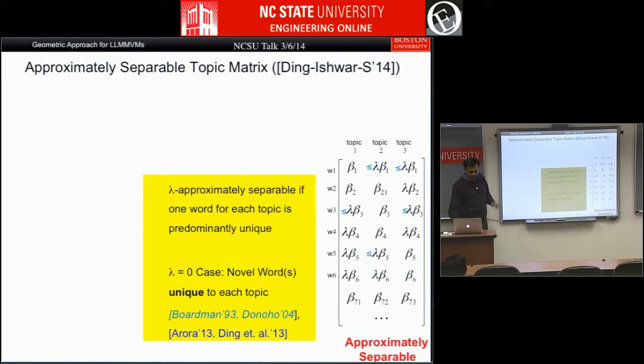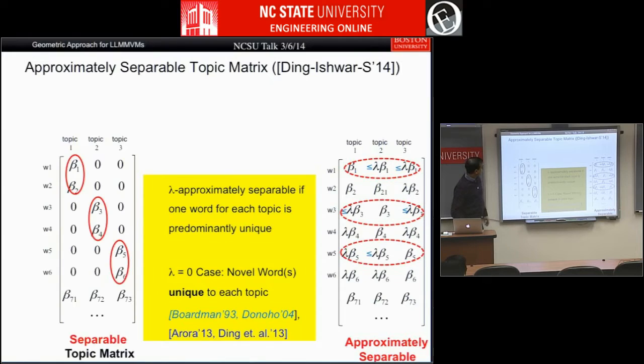What does that mean? What am I really saying? If lambda is identically zero, then your topic matrix will have some structure like this. So there will be beta 1, 0, 0, beta 3, 0, 0. There may be more words, but there is at least one word with this property. This is called a completely separable topic matrix, where you have these zeros for some of the words, but then after that it can be anything. It doesn't have to be zero.